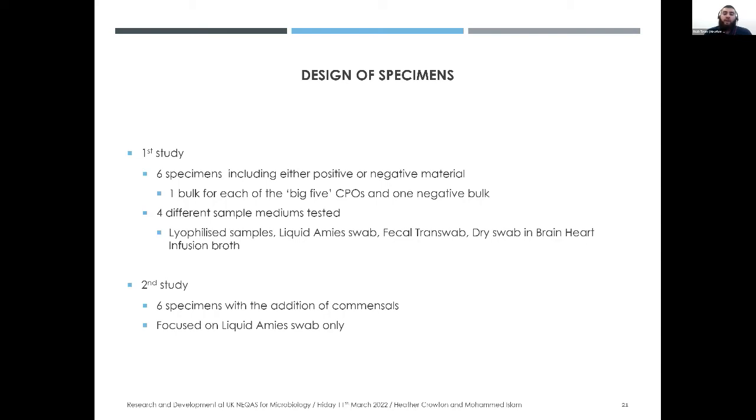So then a primary study was designed and set up, which included 6 specimens, where each specimen was positive for one of the big 5 CPOs, and a negative specimen was also included. There were also 4 different sample mediums tested, which included a lyophilized sample, which is a traditional method used by UK NEQAS for microbiology for bacteriology schemes, as well as 3 swab types of a liquid Amies swab, fecal transwab, and a dry swab in brain heart infusion broth.